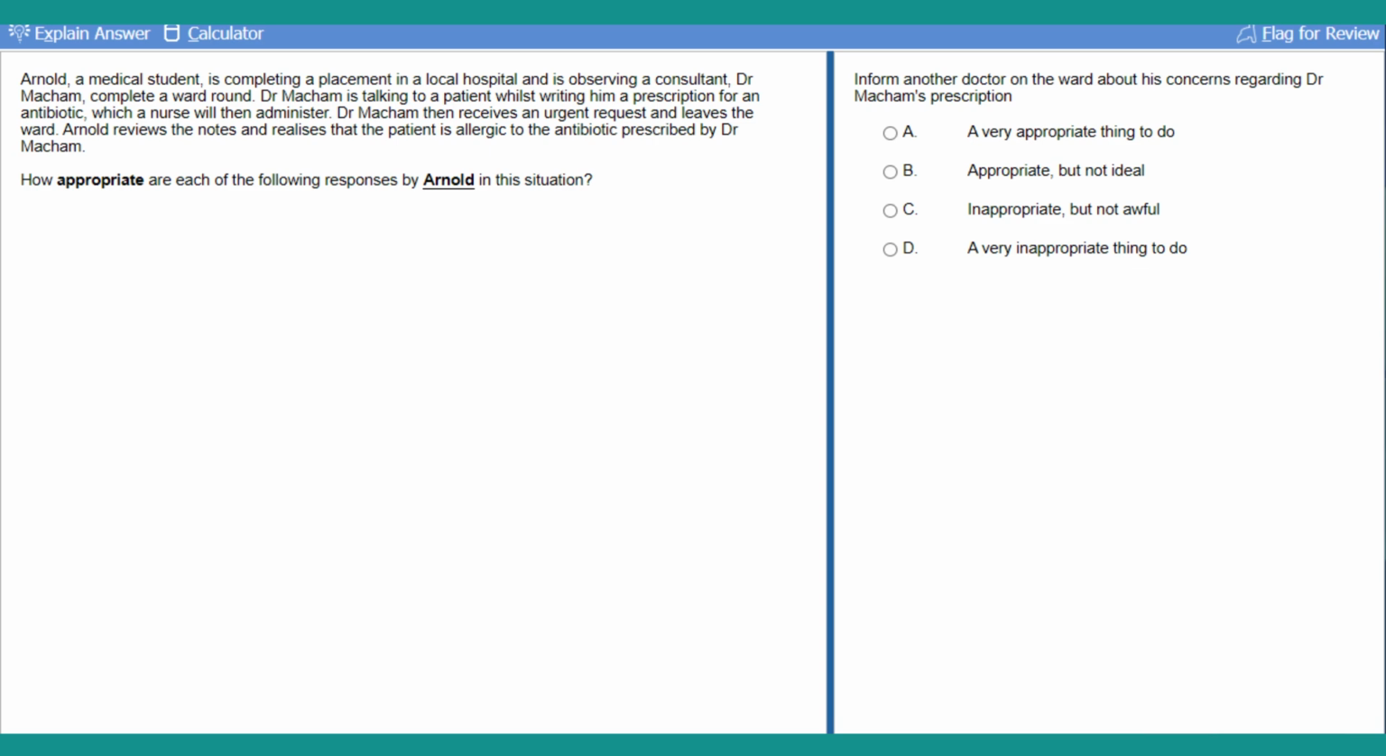In this example, you are presented with a scenario on the left regarding the experience of a medical student, Arnold, whilst training. Arnold has noted that the patient may be allergic to medication they have been prescribed. The student needs to respond to this situation, and you are asked to judge how appropriate different responses might be. The response you are asked to consider is for Arnold to speak to another doctor on the ward. You may wish to pause the presentation to work out the answer. When you are ready for the response, press play.